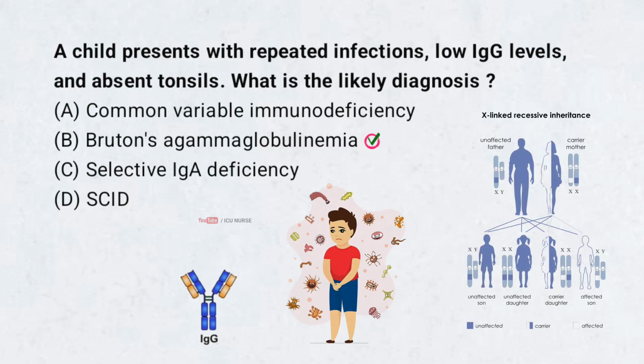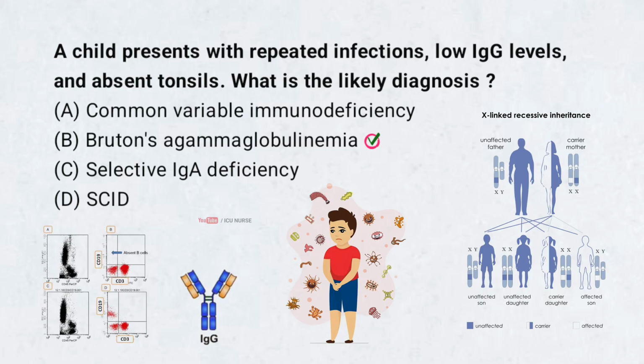Bruton's agammaglobulinemia is an X-linked disorder affecting boys. Due to absence of mature B cells, they have low immunoglobulin levels and no visible tonsils or lymph nodes. Infections begin after maternal antibodies wear off.